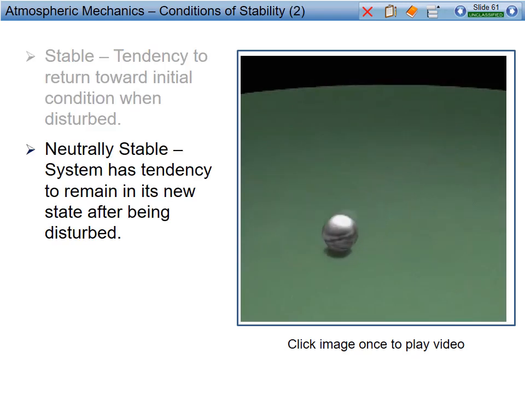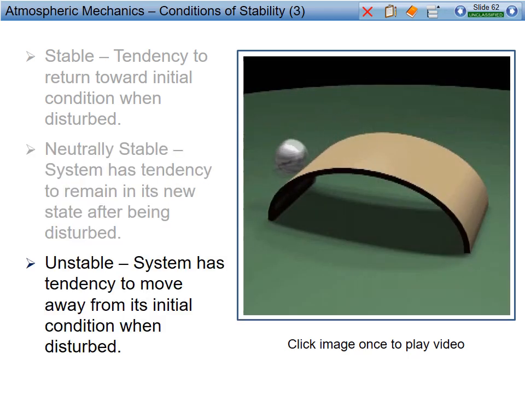Neutral stability means that once a system is acted on, it has a tendency to remain wherever it was moved or changed to without wanting to return to its initial condition, like the stable tendency. And an unstable tendency would be that once the system is acted on, it continues to change and/or move in the direction that it was initially moved, away from its initial condition, and continuing.